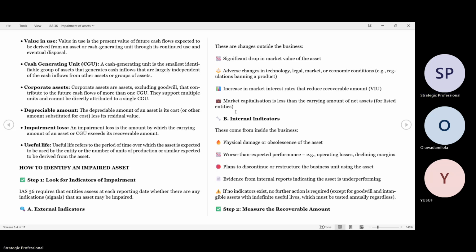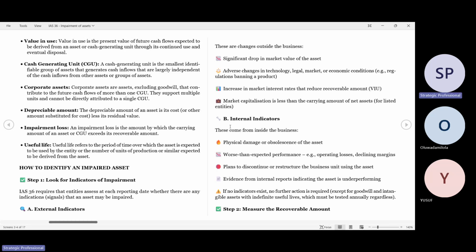You might ask, why are they looking at that? Because it is the way the general public is perceiving the company. If the value of the company is low, why is the company in their books overstating their value? That is what this means.